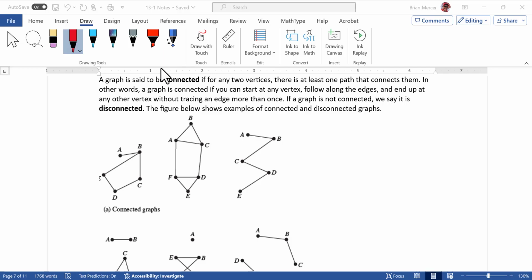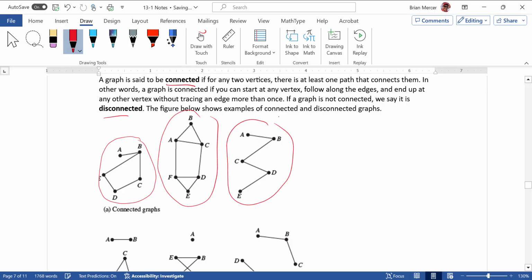So some more terminology that we need to be aware of is this idea of being connected or disconnected. A graph is said to be connected if for any two vertices there's at least one path that connects them. So for example, if we look at these set of vertices, these are all considered connected graphs.